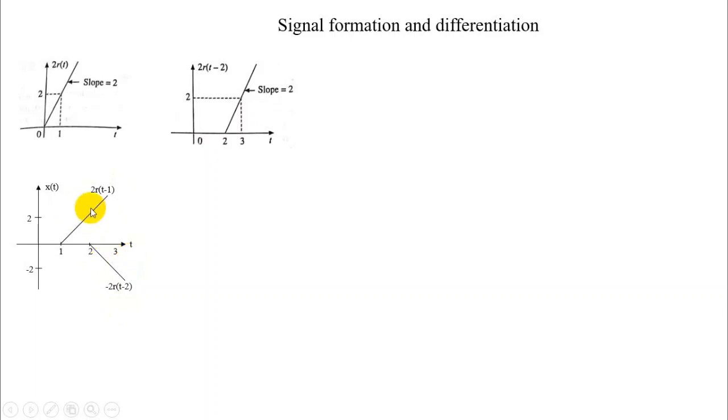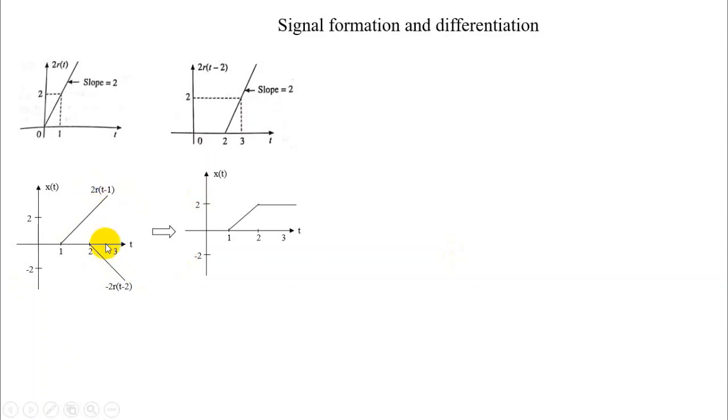So after summing up the two signals, what would be the ultimate fashion? I have discussed already, if we sum up two ramp signals, the ultimate signal would be that. Why would this fashion arise? Because the slope of this ramp signal is positive, and the slope of this ramp signal is negative. Most important, although their slopes are positive and negative, the slope magnitude is the same. Here 2, in this case also 2.